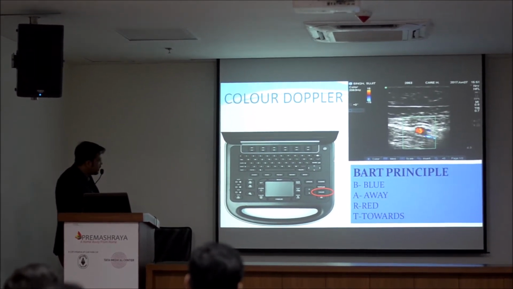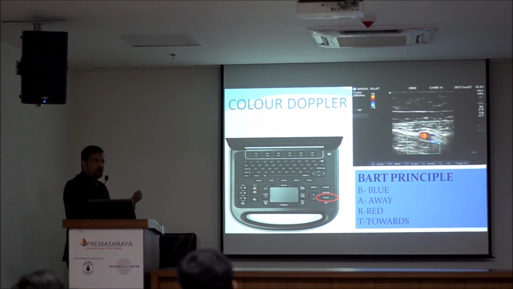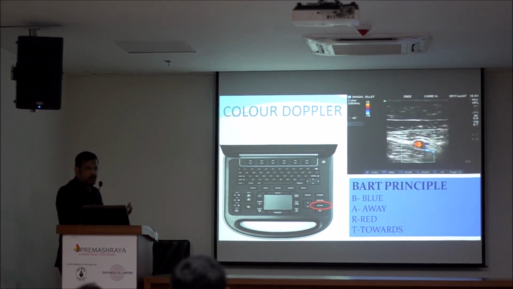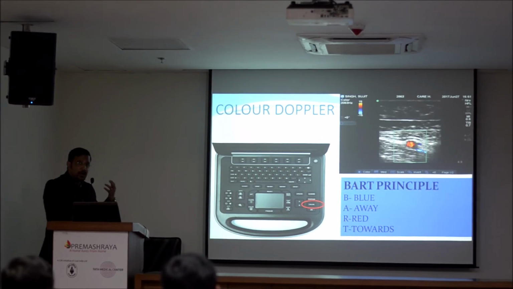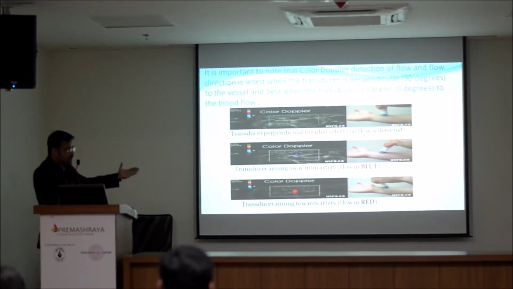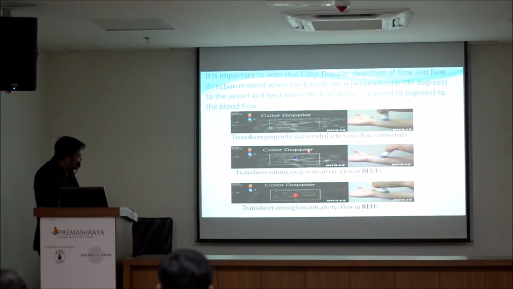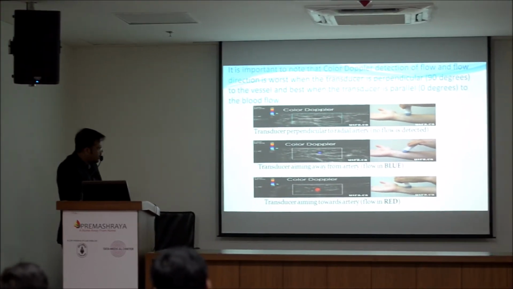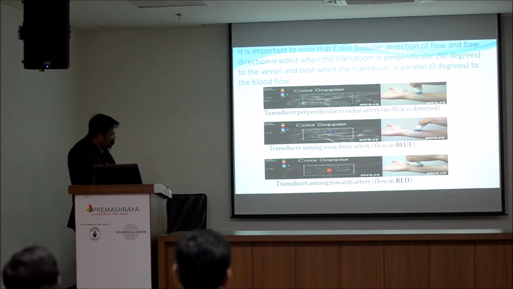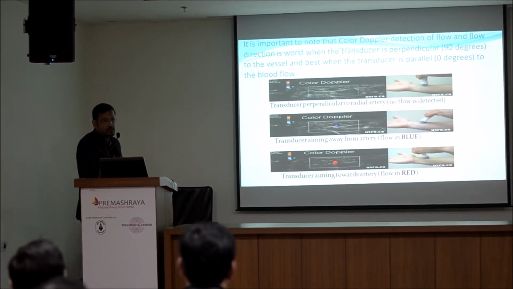And this principle is the BART principle. Blue away, red towards. If the flow of the blood is towards the transducer, whether it's an artery or a vein, it will appear red. As the probe has been tilted slightly proximally, now the blood flow is away from the probe, and this radial artery is appearing blue. Now the probe has been tilted distally, now the blood flow is towards the probe. Now the artery is appearing red. So this is the BART principle.